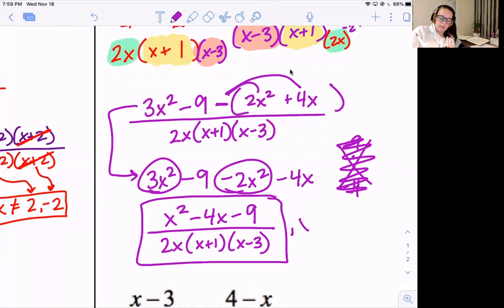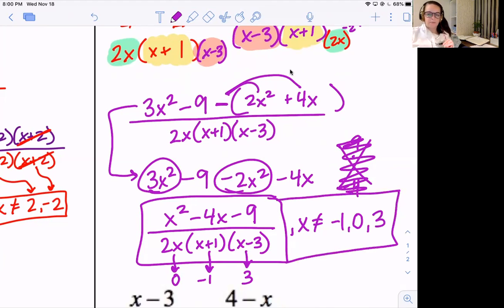And then I need to write my restrictions, what x is not allowed to be. X is not allowed to be 0 from this first one, negative 1 from here, or positive 3 from here. So in increasing order, negative 1, 0, and 3 would be my wording. Right, so this is my full answer to this problem. If you want to pause the video here, that's totally fine. You can go ahead and get started on your practice.